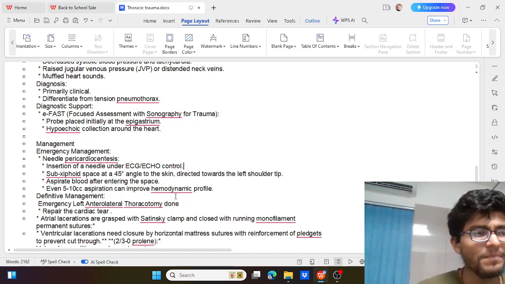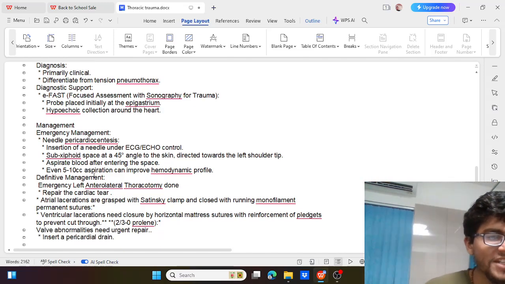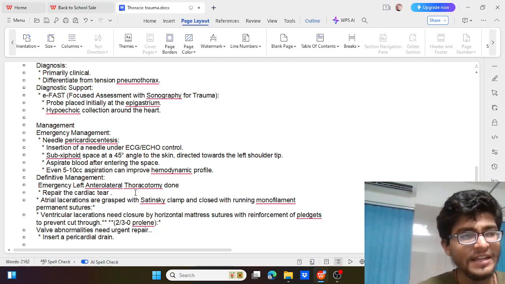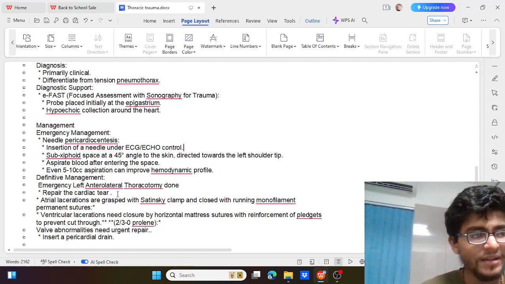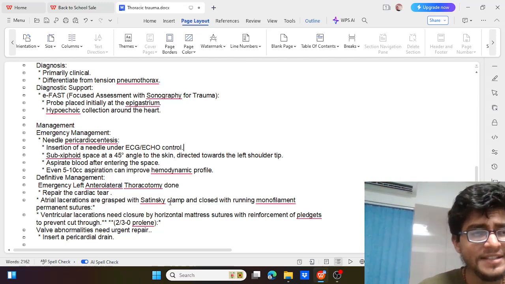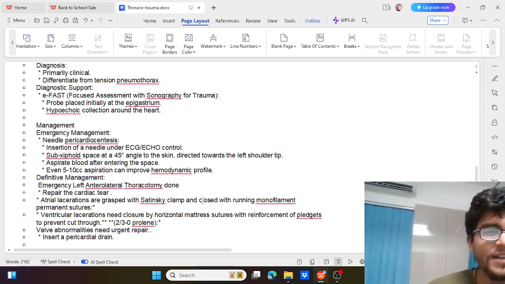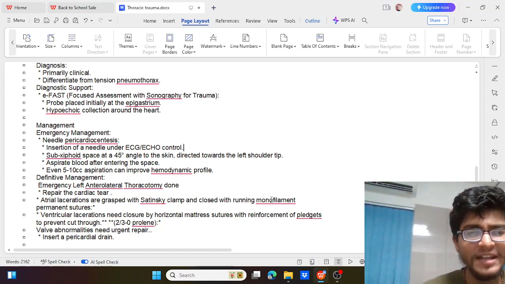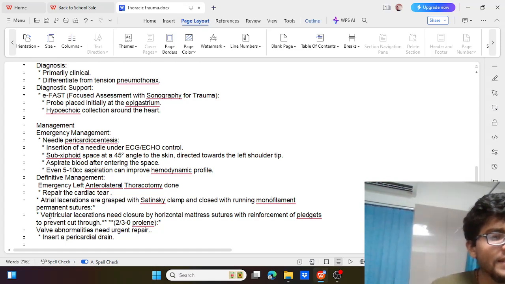So this will help. Then again coming to definitive management, in emergency we can go for left anterolateral thoracotomy, and if there is any cardiac tear then we can repair that. If there is an atrial laceration, we will grasp it with a Satinsky clamp and close it with continuous monofilament permanent sutures, that is non-absorbable sutures. Monofilament, that is single filament, we'll discuss it in detail in the coming lectures.